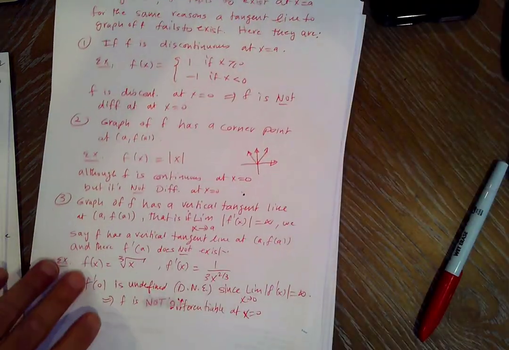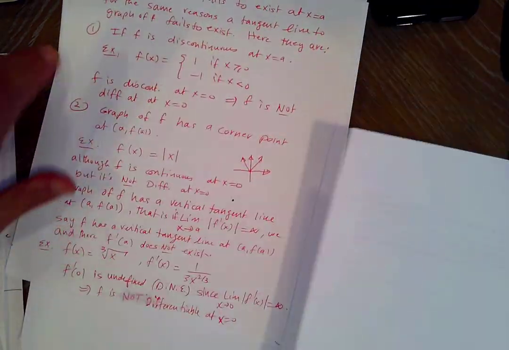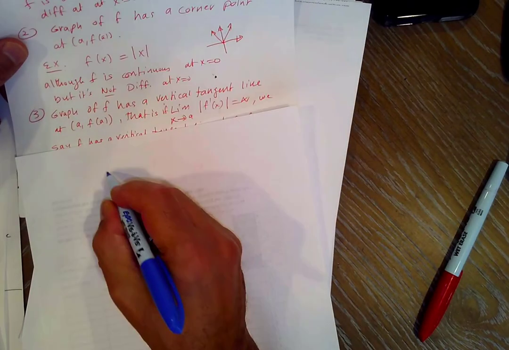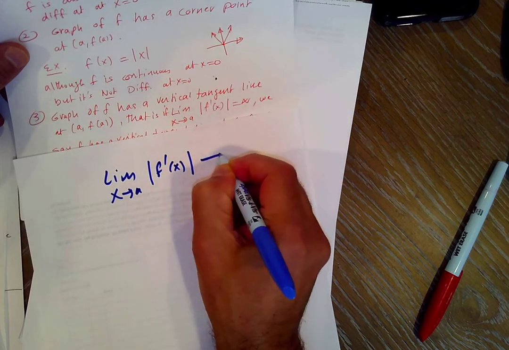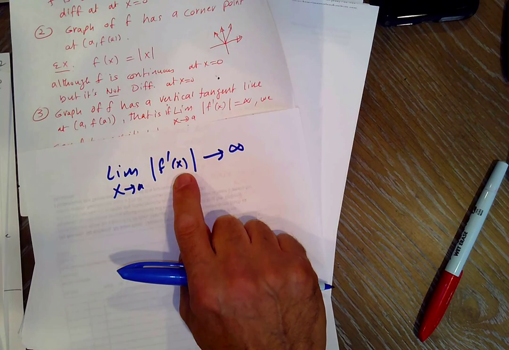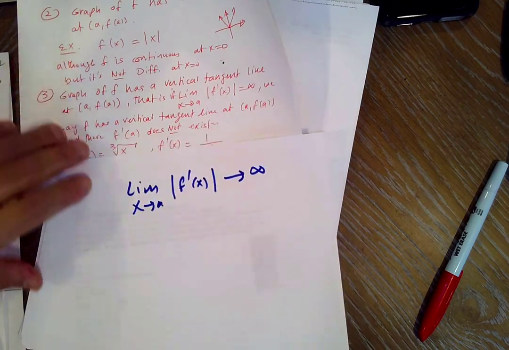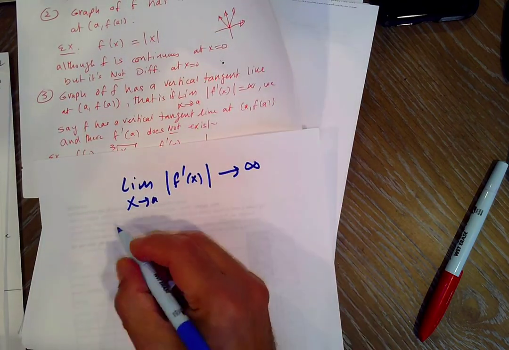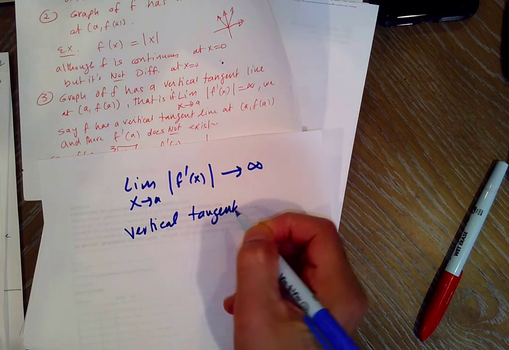And the third case, number 3, is when the graph of the function has a vertical tangent, that is if the limit as x goes to a of the absolute value of f prime of x is infinity. So that means if you have a vertical tangent line, the slope, in algebra we say it's undefined, here it's going to infinity. We say we have a vertical tangent, and a vertical tangent has undefined slope, meaning no derivative, okay? And here's an example.